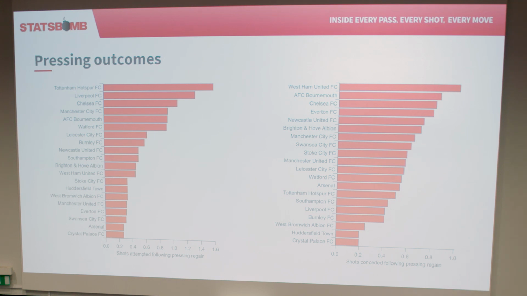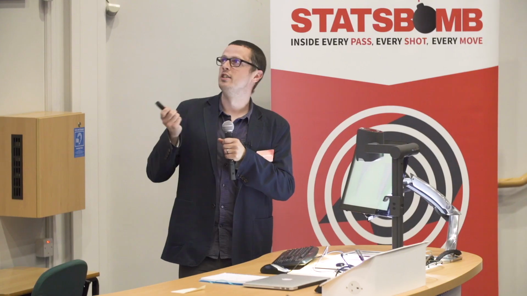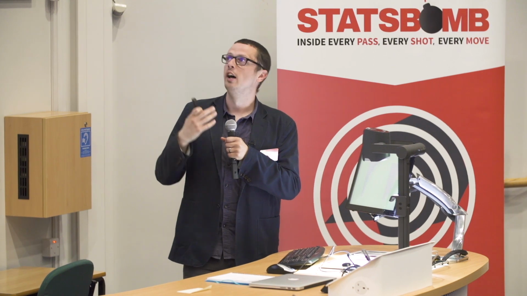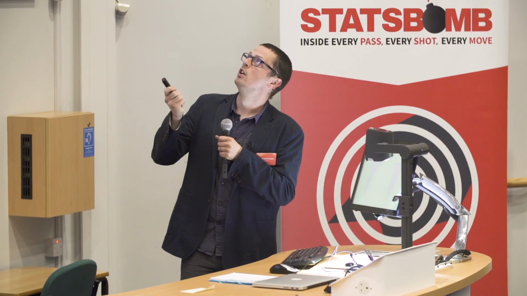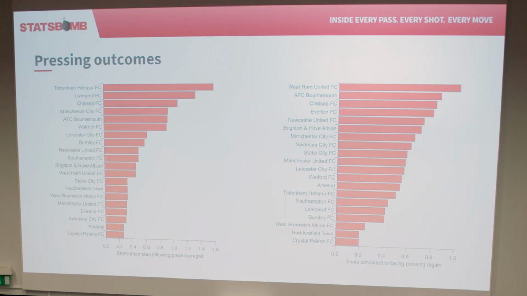And then the other side of that is shots conceded following a loss of possession. So these teams have the ball, they lose the ball, and they concede a shot quite quickly afterwards. So West Ham are leading the league up here. Bournemouth are high up here again. We saw them high earlier. And then at the bottom here, you're seeing Liverpool are down here. Burnley again, if they do lose the ball in these sort of areas, they're not conceding that many shots.